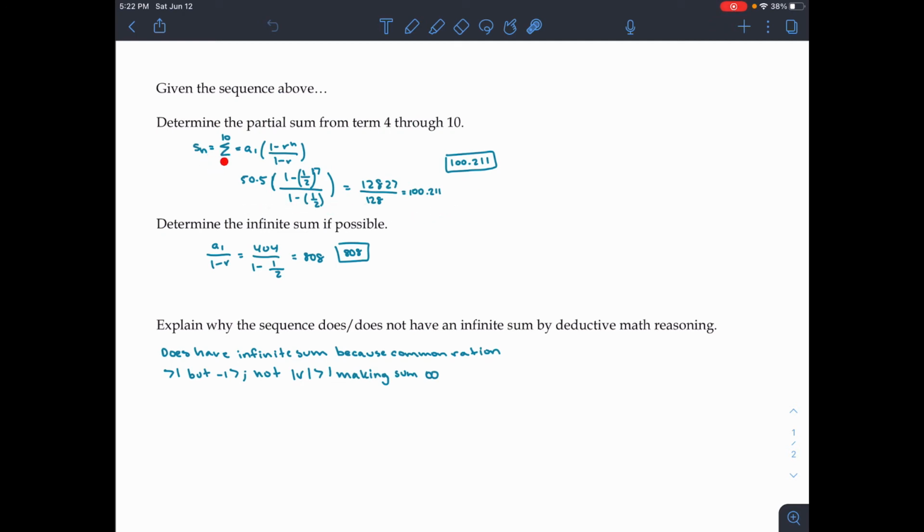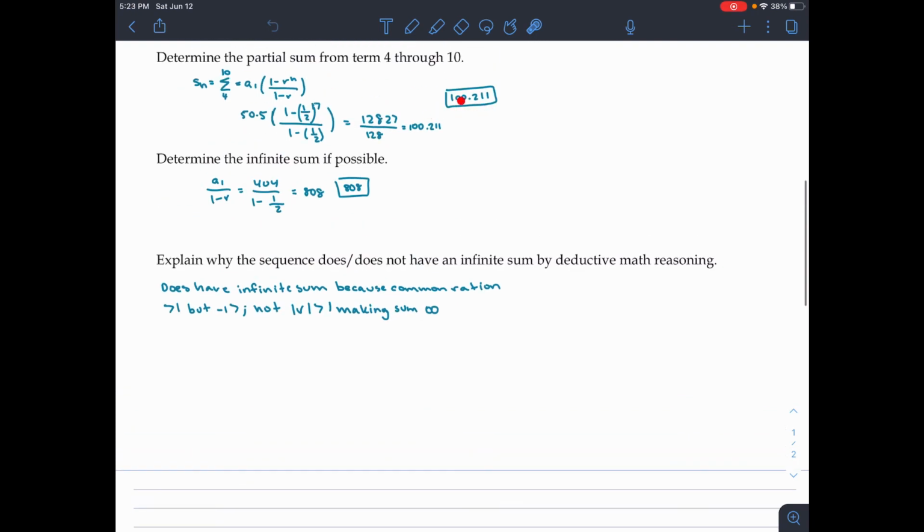Since it's the fourth term, this is the lowest, so we would put 50.5, and then we have 1 minus the ratio r, which is half, and then the n would be 7 because that's how many terms there are between 4 and 10, and then over 1 minus half because that's our ratio. And then putting this into the calculator, we would have 12,827 over 128, which is equal to 100.211. So that would be our partial sum.